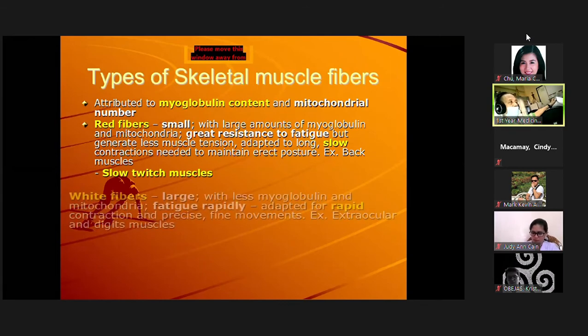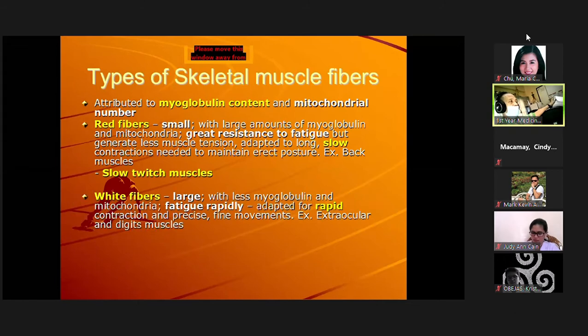And then another is your white fibers. They are large with less myoglobin and mitochondria. Therefore, they fatigue rapidly. Adapted for rapid contraction and precise fine movements. Examples would be extraocular and digit muscles.